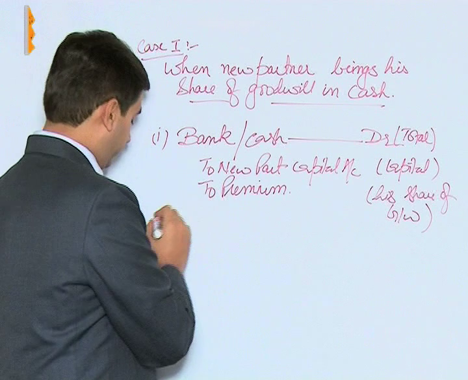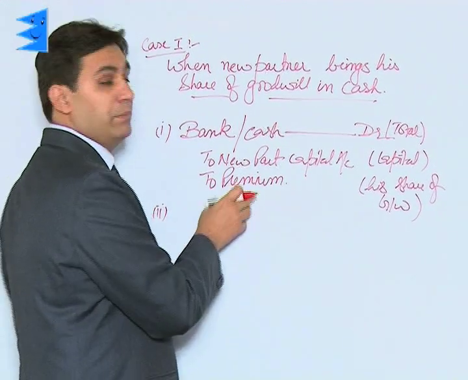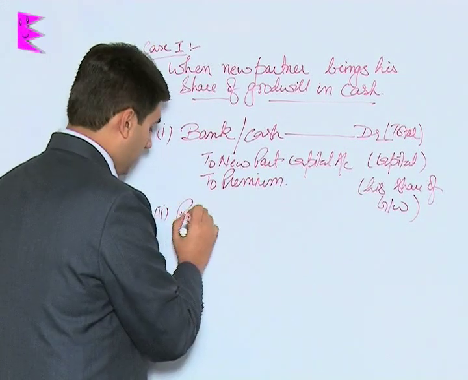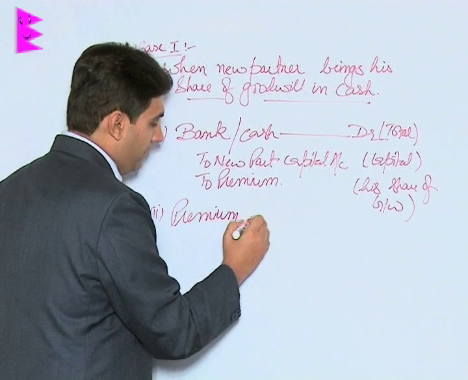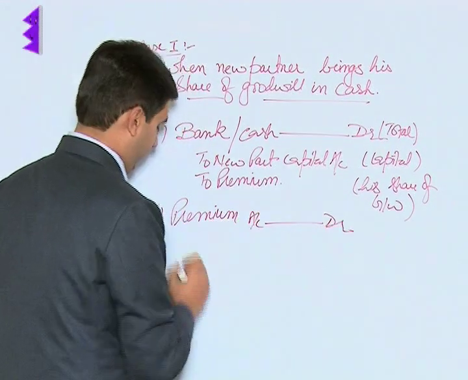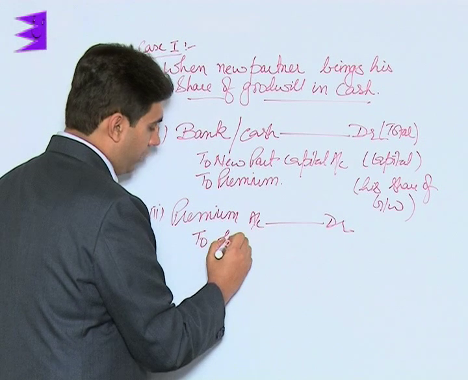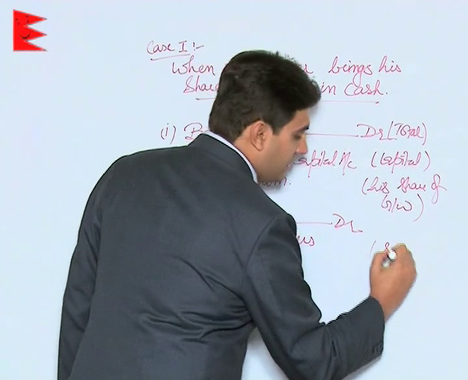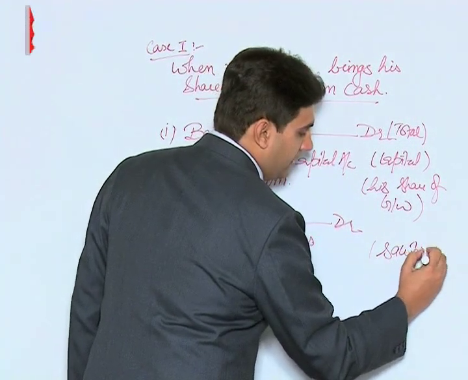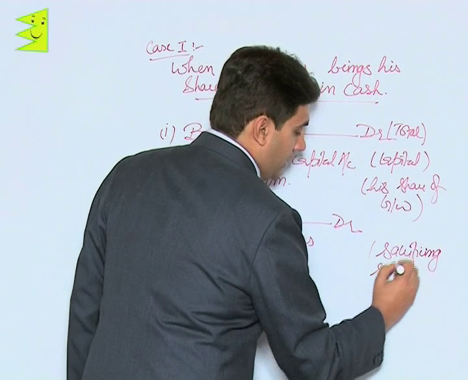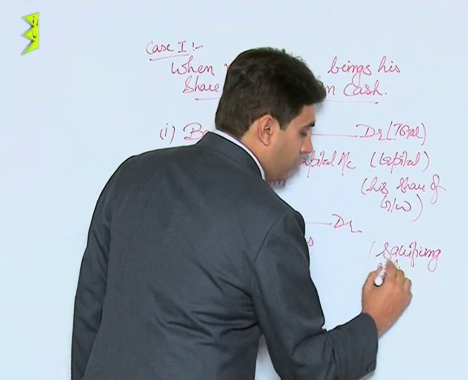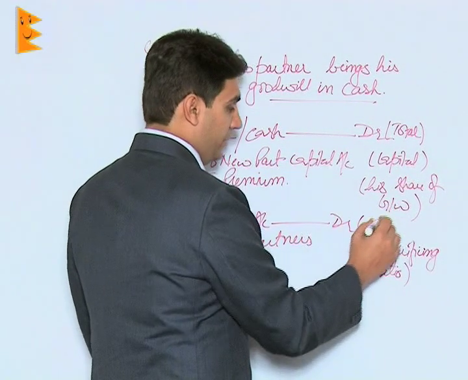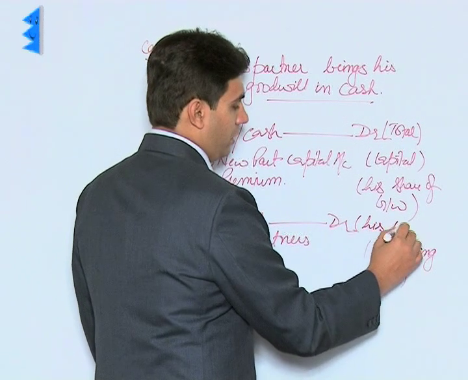Now students, whatever amount of premium that he has brought would be divided among the old partners, that is, premium account debited to old partners. This division would be made in sacrificing ratio. That means you will always have to calculate sacrificing ratio first, and in case of premium it would be the same amount, that is his share of goodwill.